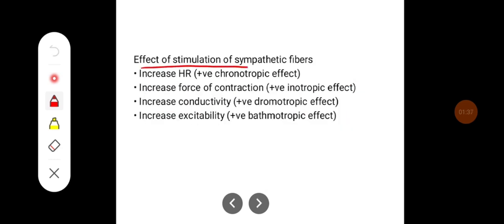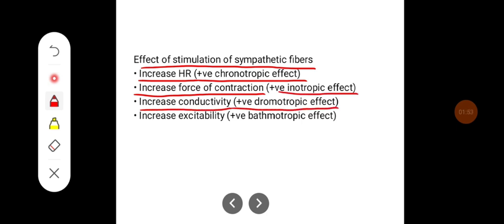The effect of stimulation of sympathetic fibers on the heart is they increase the heart rate, that is a positive chronotropic effect. They increase the force of contraction, that is positive inotropic effect. They increase the conductivity, that is positive dromotropic effect, and they increase excitability, that is positive bathmotropic effect.